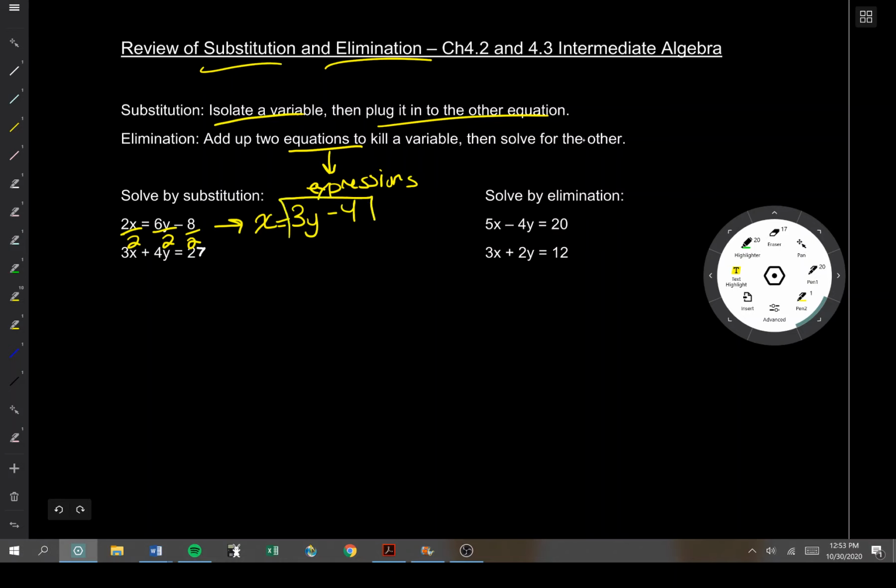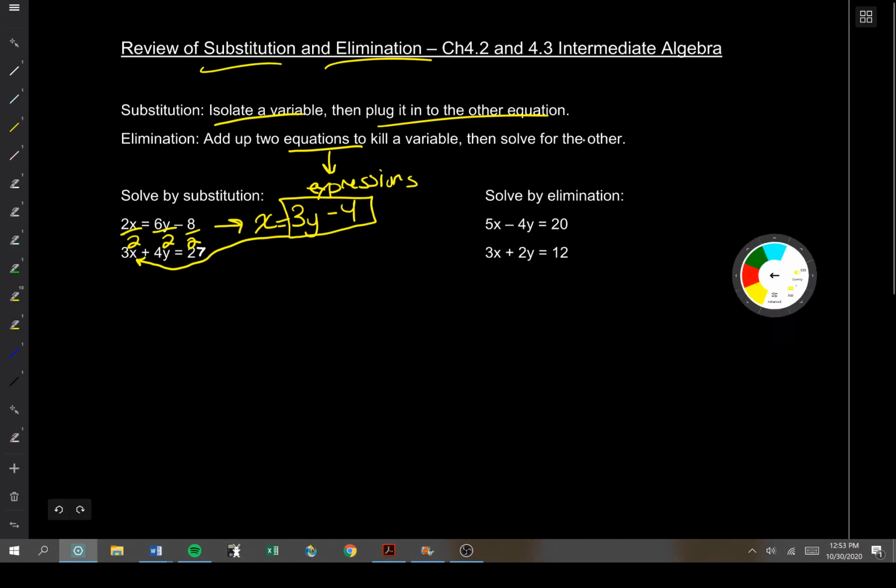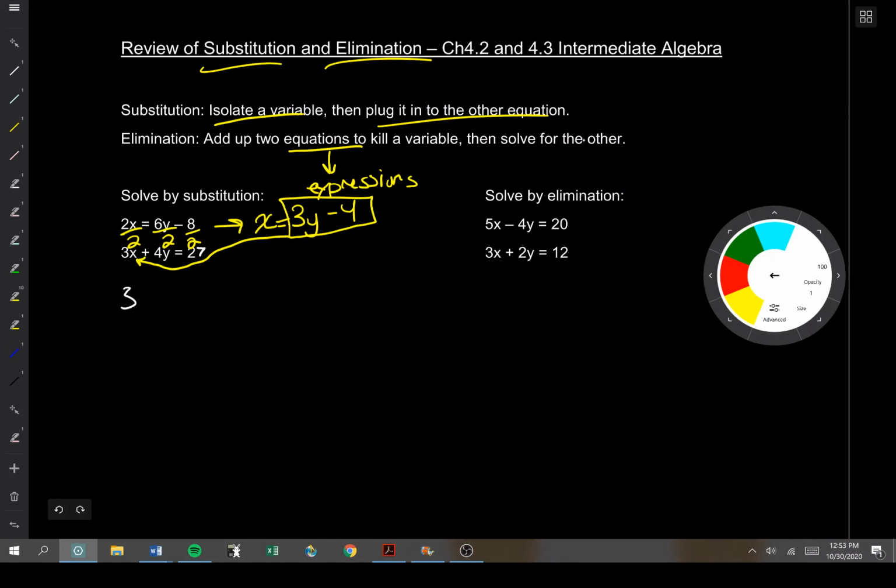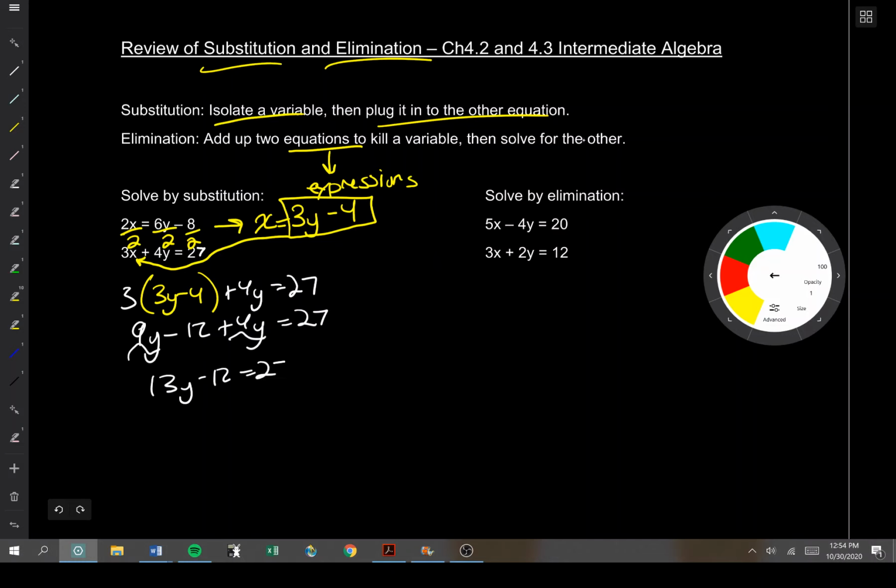Now that I know that x equals 3y minus 4, I can take that x and plug it into the other equation's x. So 3x becomes 3 times (3y minus 4) plus 4y equals 27. Now I'll distribute that 3. So that becomes 9y minus 12 plus 4y equals 27. Combine my like terms, so 13y minus 12 equals 27. Add 12 to both sides. 13y equals 39. Divide both sides by 13 and y equals 3.